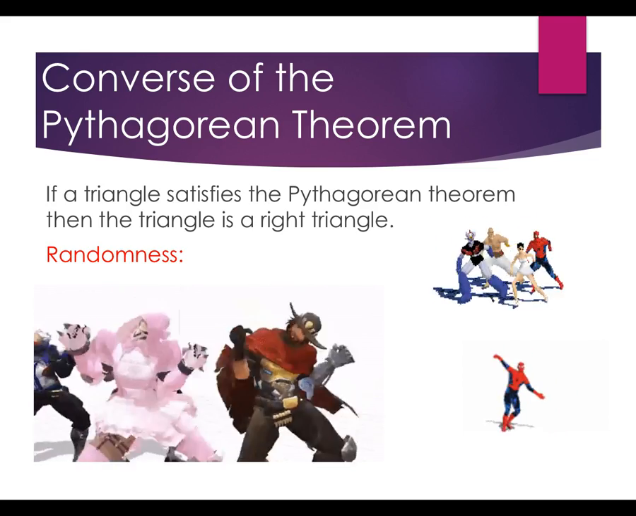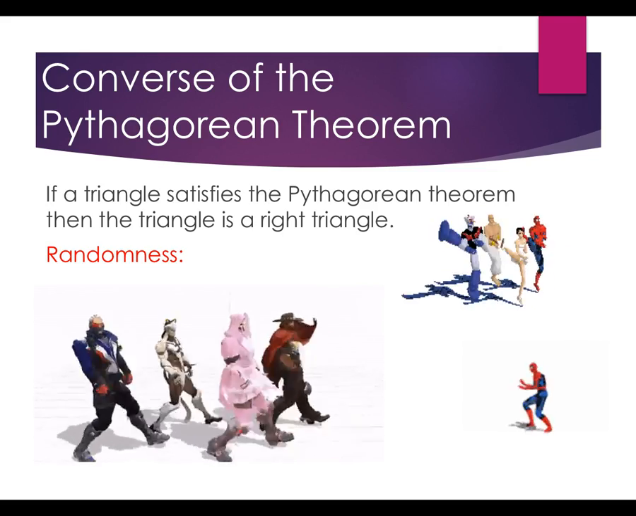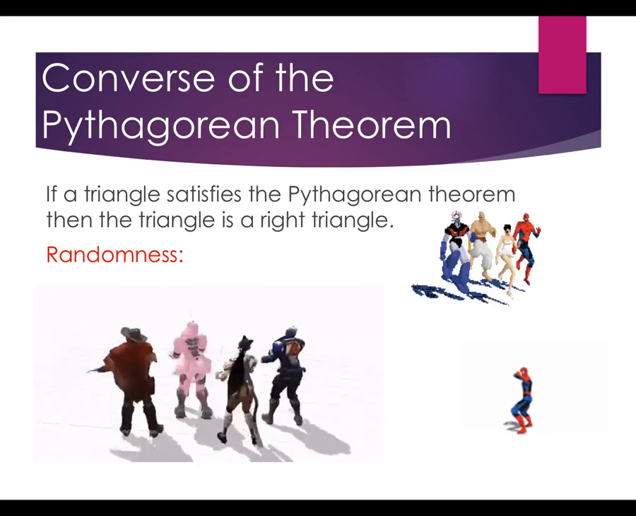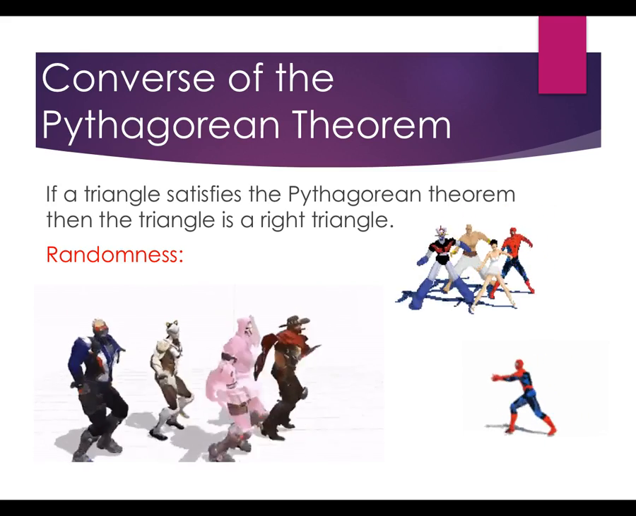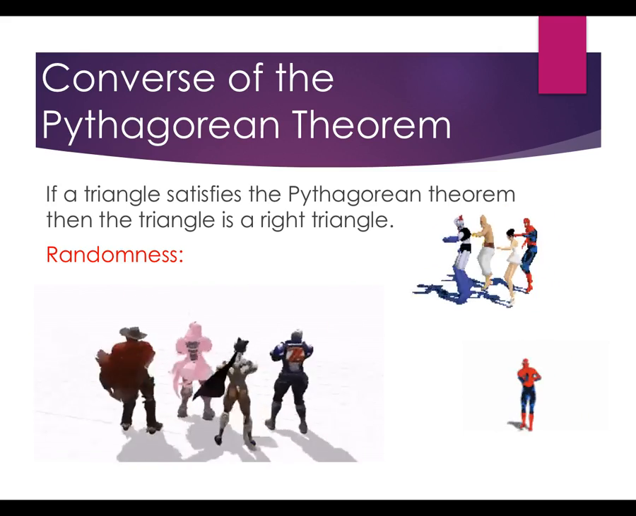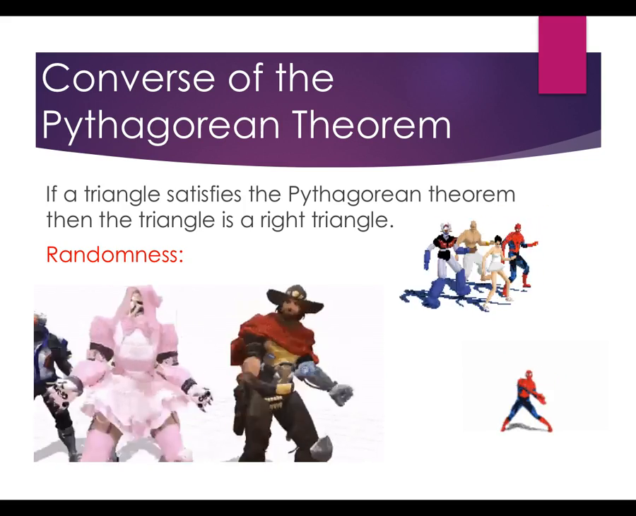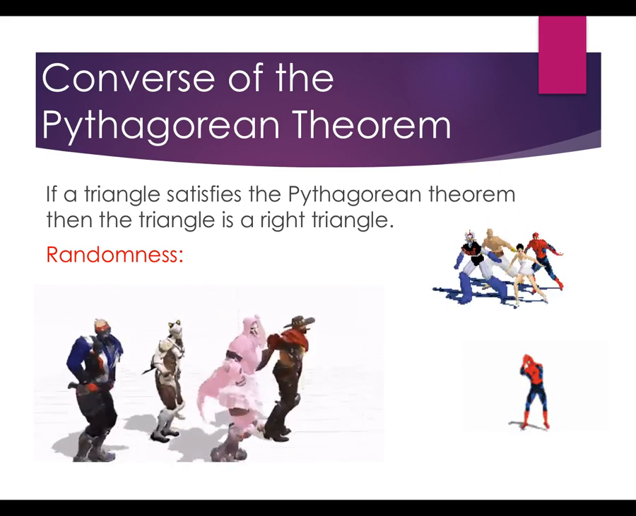So, converse goes backwards. We started with a right triangle, applied Pythagorean Theorem. Now the converse says, well, if Pythagorean Theorem works, it must be a right triangle. And we've done that before, have we not? Yes. Good. Let's move on, shall we?